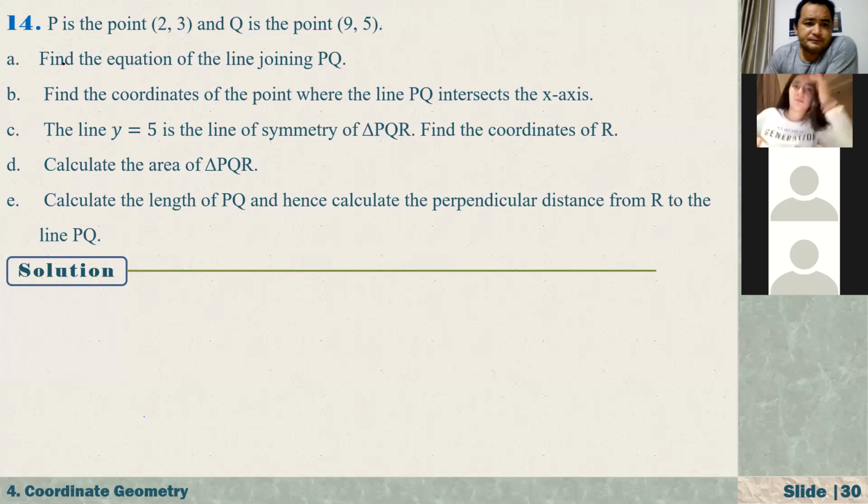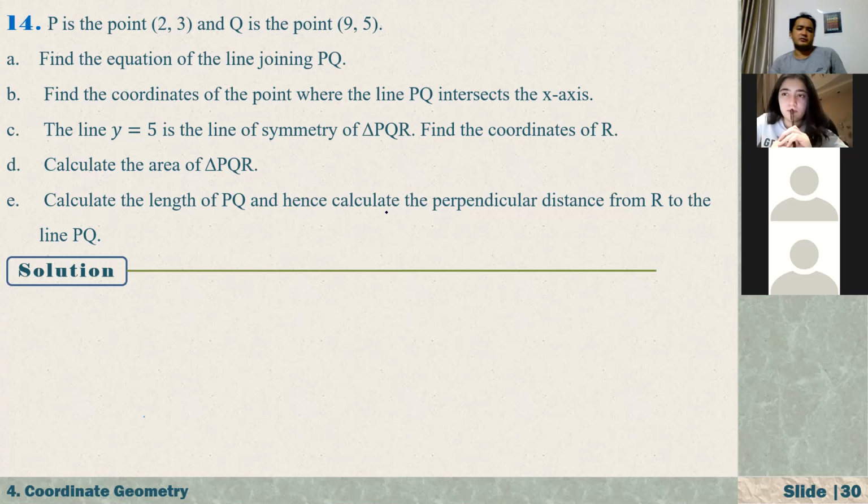So here, problem 14. P is the point (2, 3), and Q is the point (9, 5). Find the equation of the line joining PQ. Okay, we know how to do that. Find the coordinates of the point where the line PQ intersects the x-axis. And the line y equals 5 is the line of symmetry of PQR. Find the coordinates of R. And calculate the area of PQR, calculate the length of PQ, and hence calculate the perpendicular distance from R to line PQ. Anyway, let's just do this one by one.